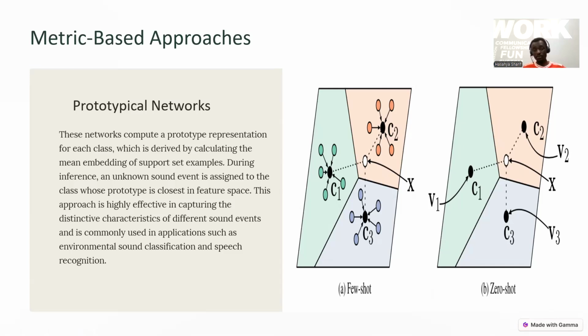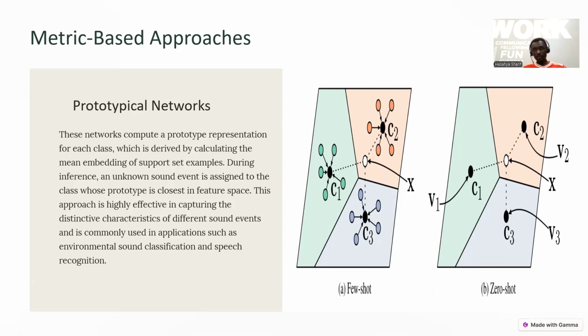For example, there are those small circles around each category. Those green ones for C1, the blue ones for C3, and the orange one for C2. So from each class, this helps the model to generalize to an unseen instance of the sound type.